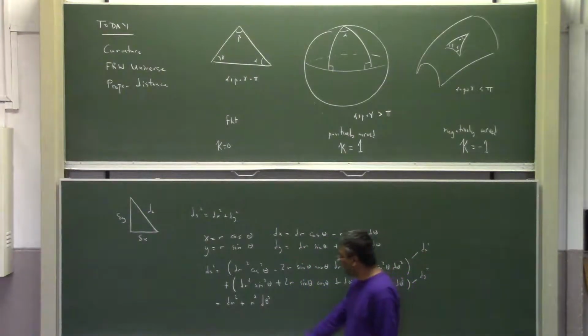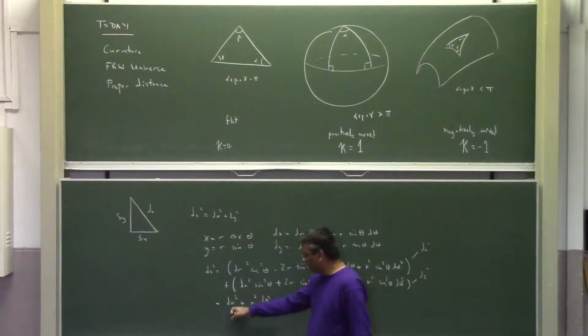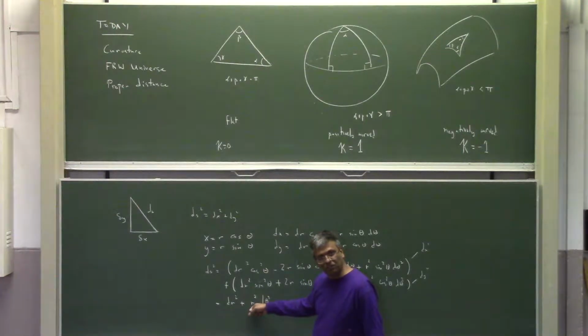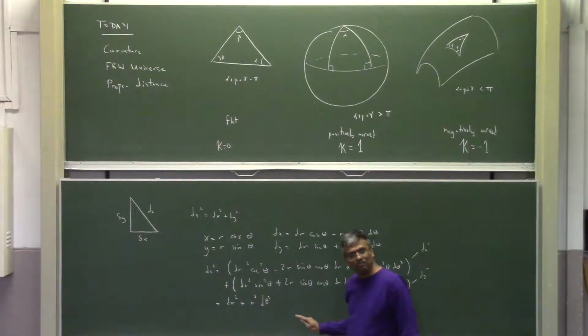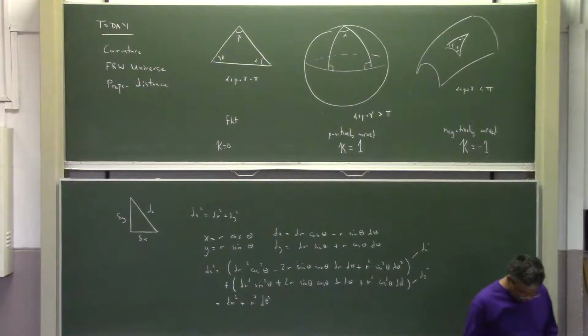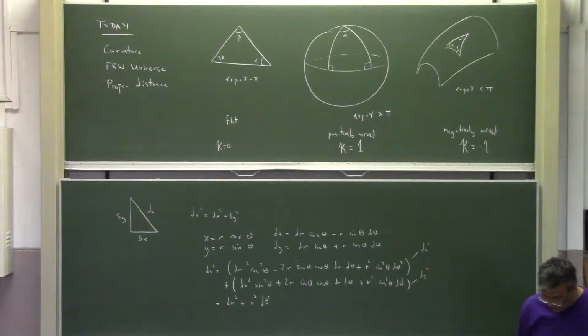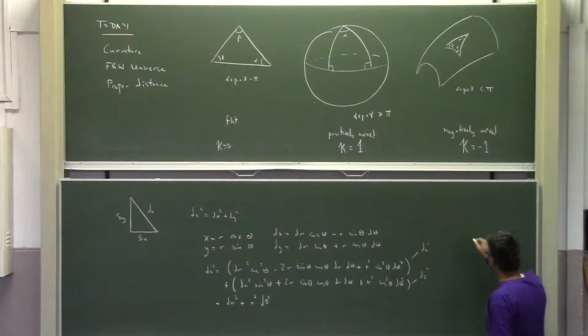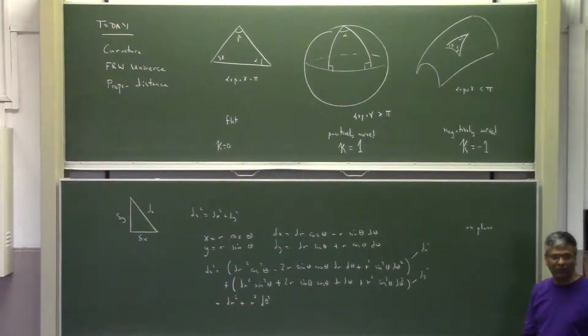So ds squared is a distance squared. dr squared is also a distance squared. And you have an r squared here, which is distance squared. So all the units will match up. Okay. So this is what happens on the plane. We can try to see what happens again on the sphere.